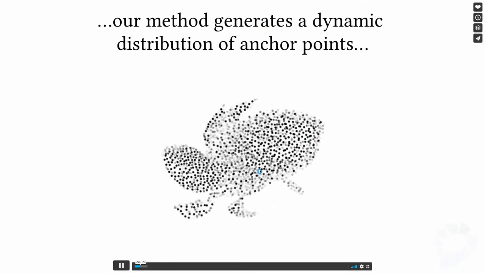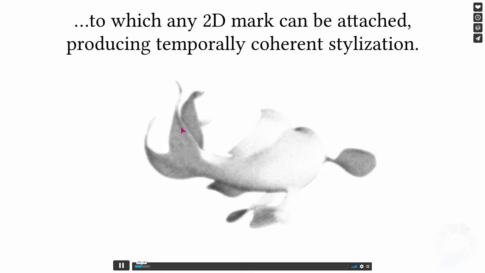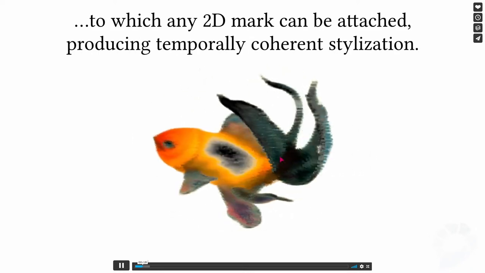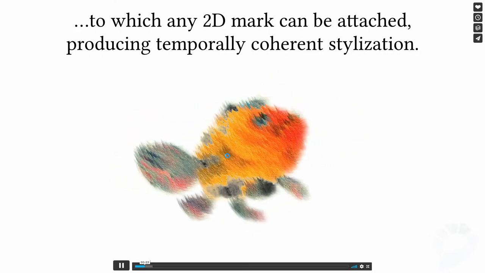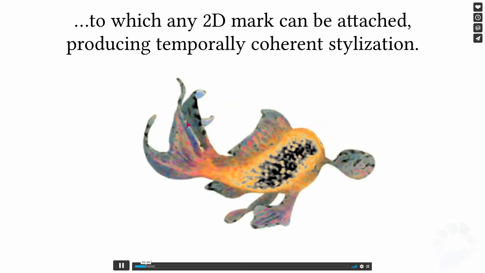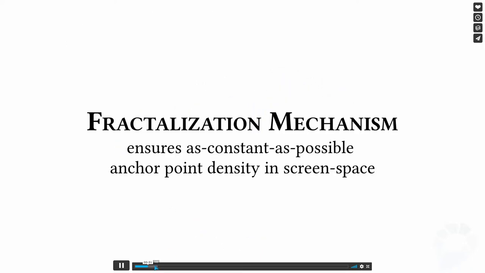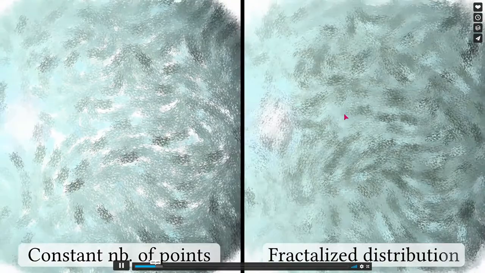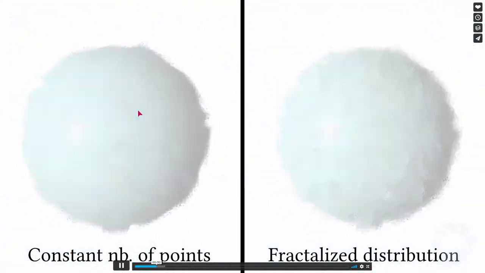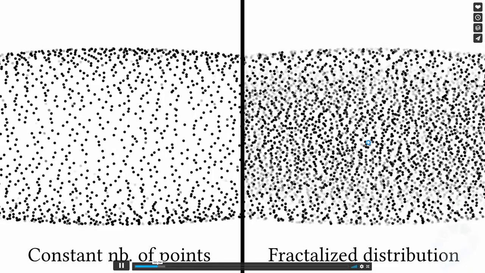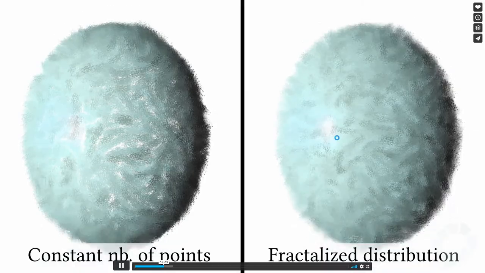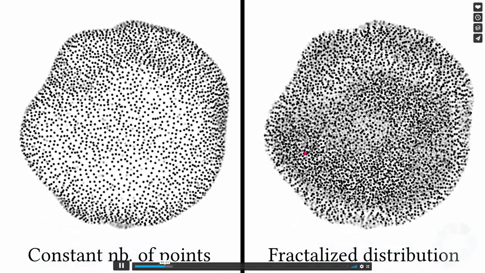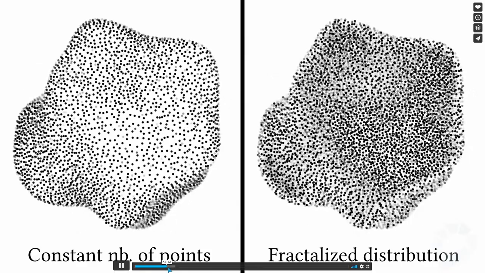Now, focus on the dots. Notice that the dots change shape the closer they are to the camera based on the strokes, so that regardless of the distance, your brush strokes are even across the object. As you can see, I have a constant number of points and then I have a fractalized distribution. To get fractalized distribution with the coherent stylization, this is where you would need to use render buffering using the depth pass and a number of different other things.